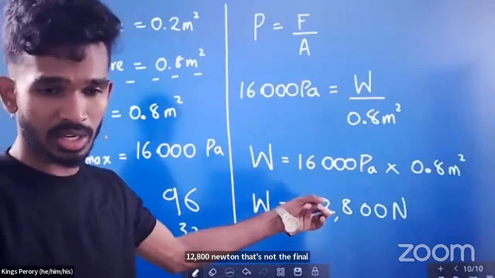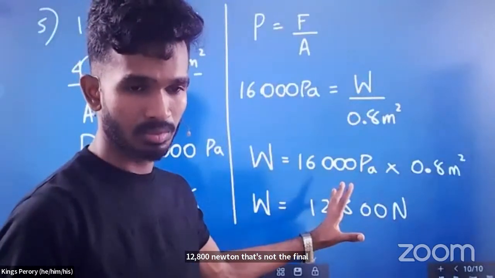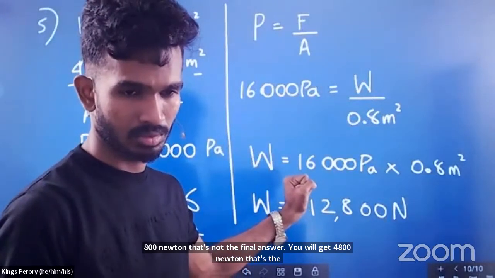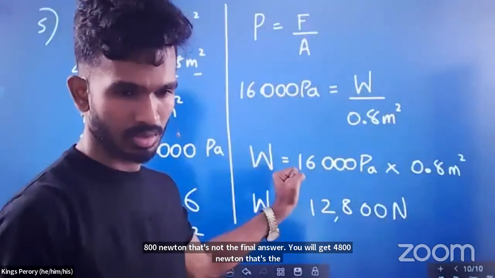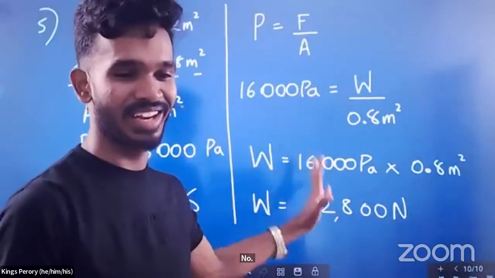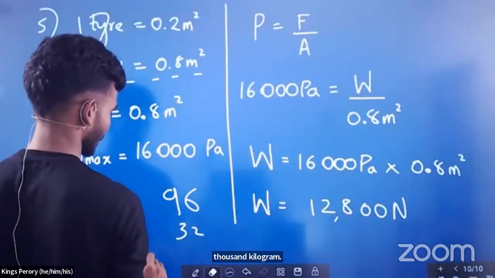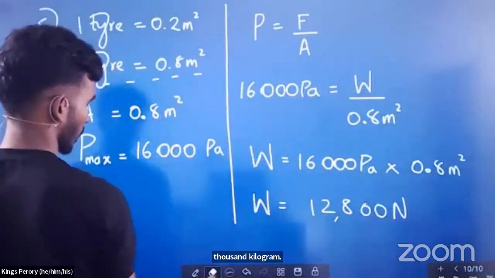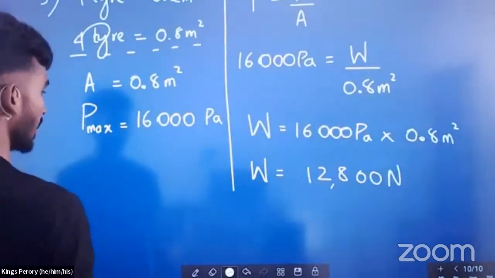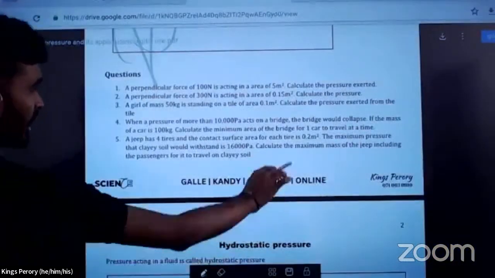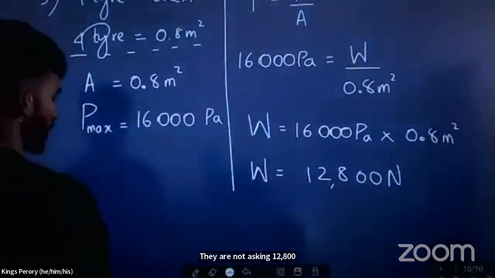You will get 12,800 Newton as the weight. They are not asking 12,800 Newton. What are they asking? They are asking the maximum mass. Now convert it into mass.